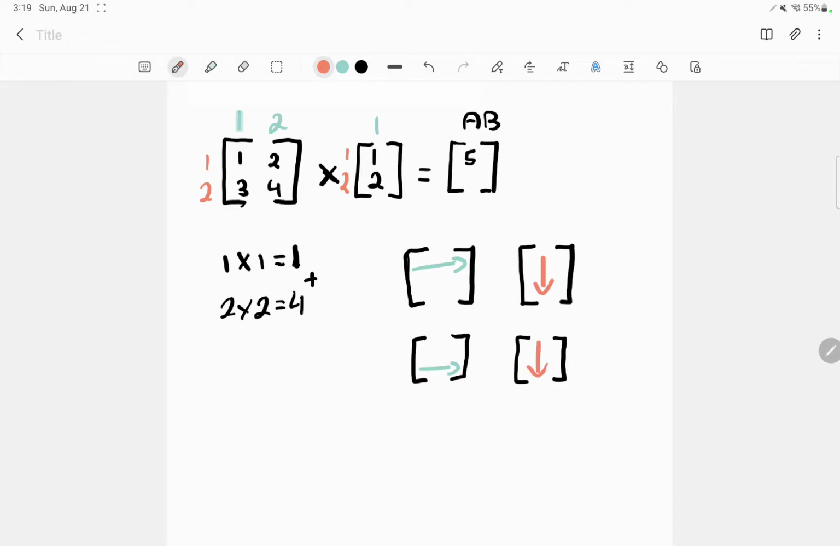Okay, that's basically what I did. I move to the right on row 1 for the first matrix, and I was going down from the top to the bottom of my second matrix. Now let's do the same thing for the second one.